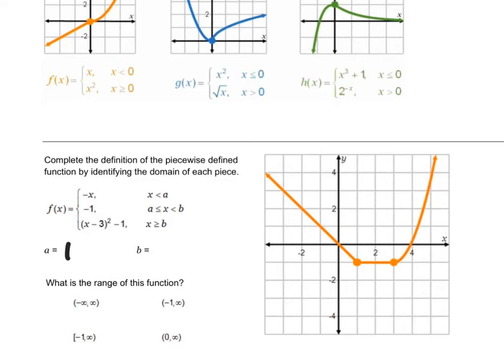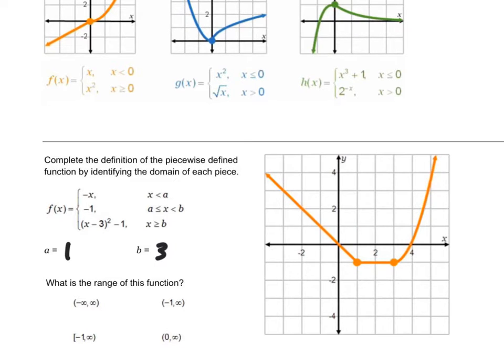Okay? And then the function negative 1, where you have a horizontal line through negative 1, exists between 1 and positive 3. So B is equal to 3. Okay? And then beyond 3, you have a quadratic. You have the point x minus 3 quantity squared minus 1, and that graph goes up like this. Okay? Yeah, exactly. Okay, so now we go, okay, well, what's the range of this function?